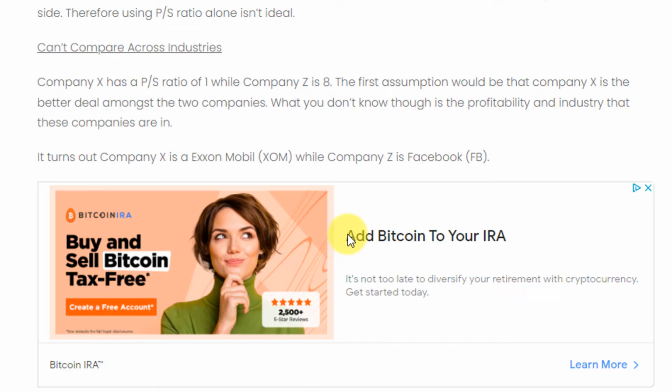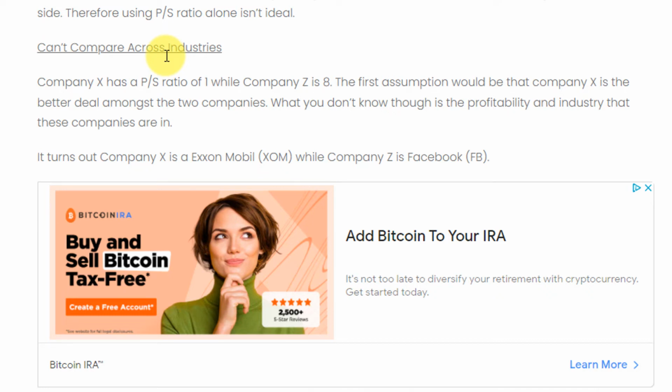You could also potentially miss out on a great play or a company that's sitting on a giant pile of cash, and you can buy the business for relatively cheap, and your investment is backed up by these assets that are just sitting on the balance sheet. Another downside is if you look at a price to sales ratio of 1 for one company and 8 for another, that doesn't really tell you anything, especially if they're in different industries, because different industries will have different gross margins, profitability, as well as growth rates moving forward.